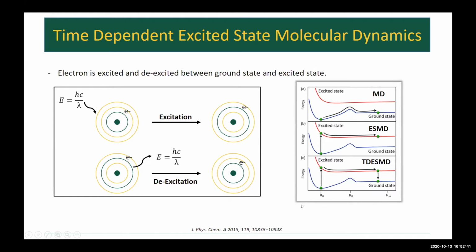And how this differs from other methods is, as you can see on this figure, in regular molecular dynamics it would all be in the ground state, and you apply the Newtonian forces that we talked about. For excited state molecular dynamics, the electron jumps from one orbital to another, but does not transition back down into the ground state, whereas this TDESMD method is excited from ground to excited, from excited to ground, and rinse and repeat over and over again.